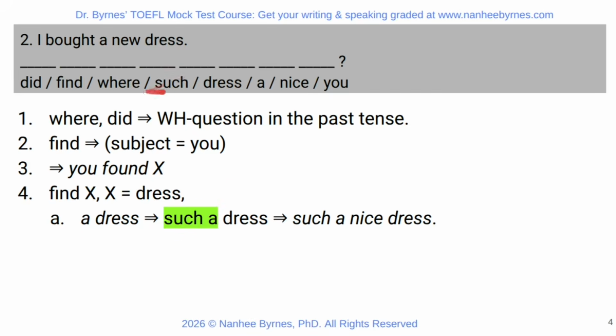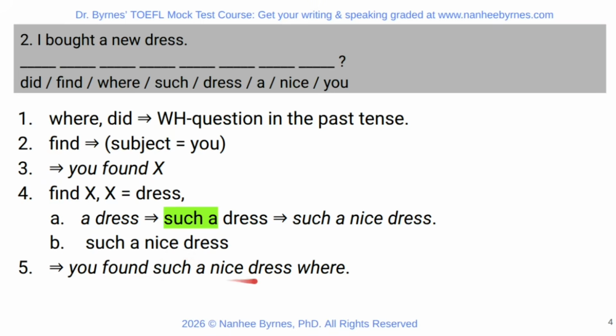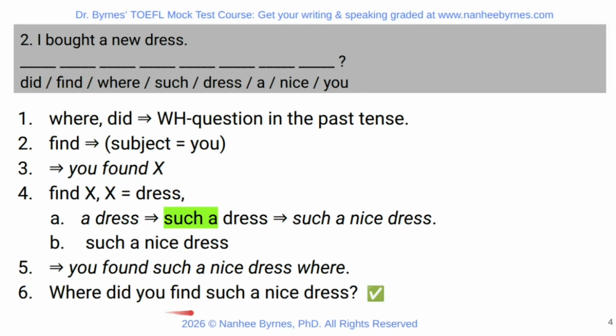The adjective nice comes after such a and before dress, forming the full noun phrase, such a nice dress. At this point, the phrase is, you found such a nice dress. Where is an adverb, so it moves to the front of the sentence in a WH question, and we use auxiliary inversion with did. Putting it all together, we get the complete question: Where did you find such a nice dress?